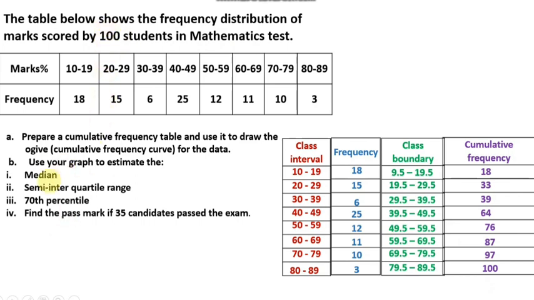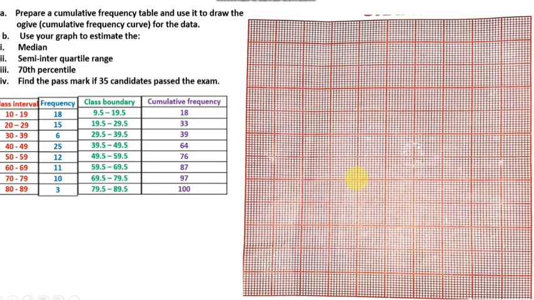So let us go ahead and answer part B by using a graph to find all of this. We have already prepared the table, which is the table we have here. The next thing to do is to draw the ogive, that's the cumulative frequency curve. To draw this curve, I'm going to use this graph here.